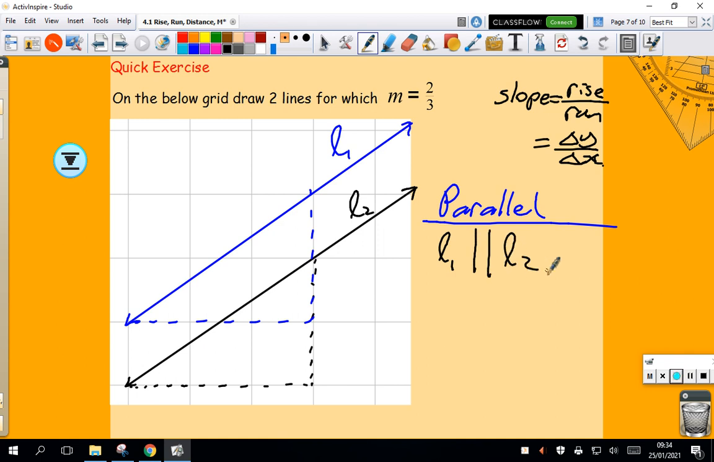Parallel means running in exactly the same direction with the same slope. They will never meet. And the reason they're parallel is because their slopes are equal. So parallel lines have equal slopes. Two lines are parallel if and only if their slopes are equal. We've got to remember that. Okay? And of course, not just for 2/3, practice drawing out some other slopes. But you'll always find you'll get a pair of parallel lines.